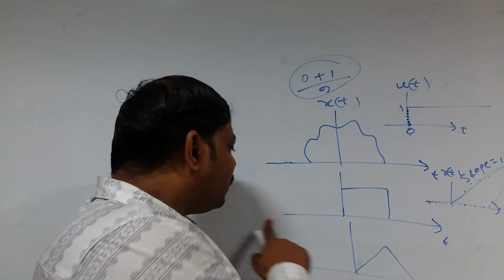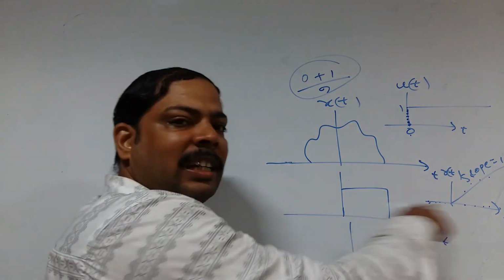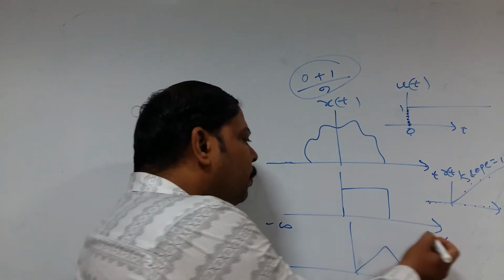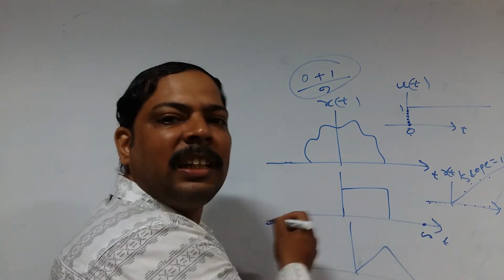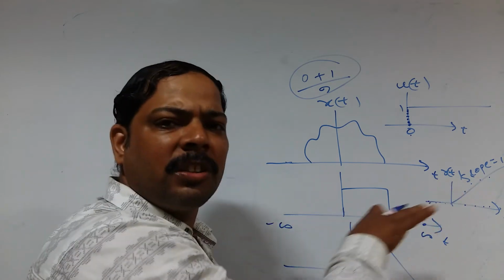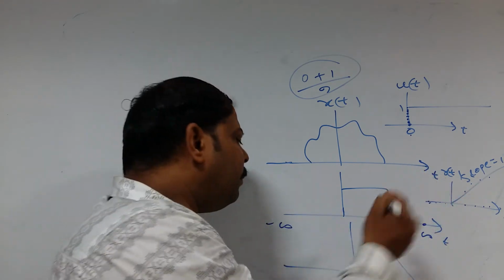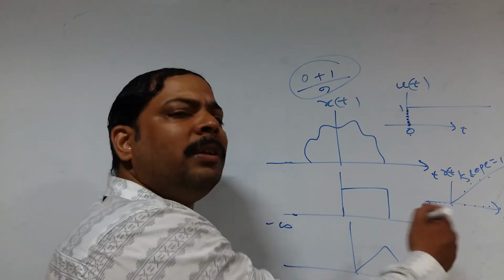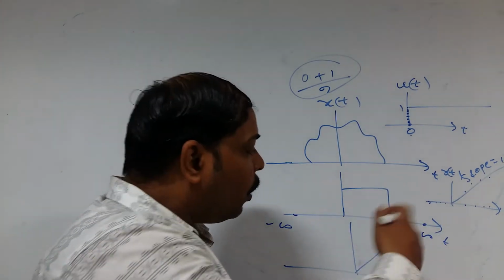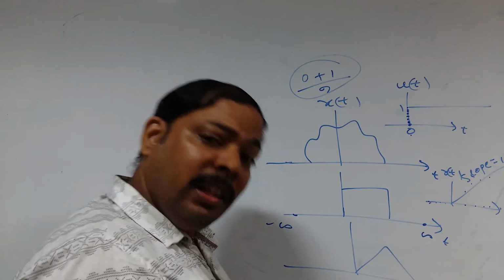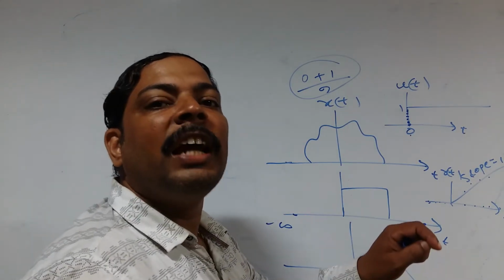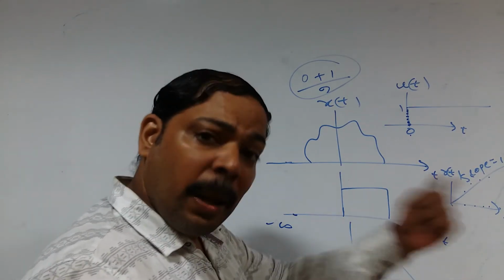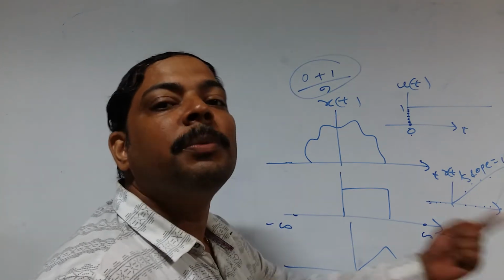What does it mean? Let us consider this is a set: minus infinity to plus infinity time. This is a set of time points. Now how many time points? Infinite number of time points. This time point, this time point, this time point, all the time points are within a set, suppose. Now whenever we are discussing a signal, all the time points must exist in the signal. What does it mean? At each and every time point the value of the signal must be there.